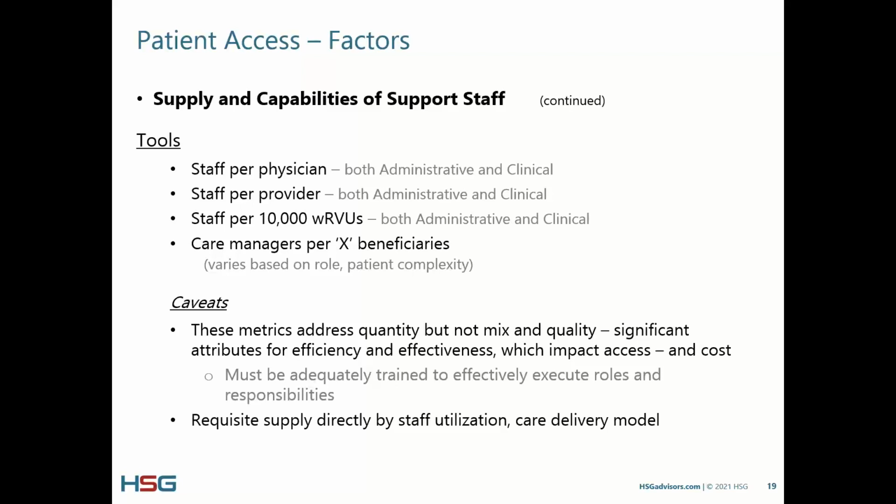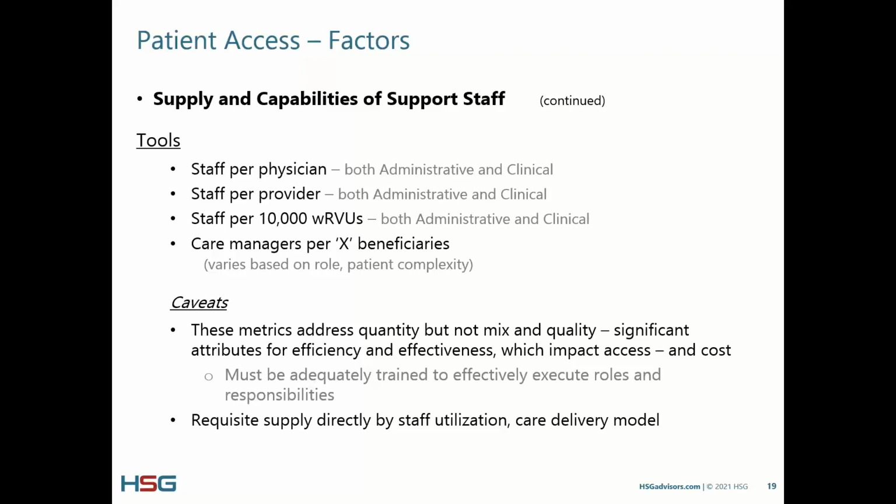So one of the fallacies that many rest their hats on is just looking at the metrics and saying, see, our staffing is adequate. Well, the quantity of staff may be adequate, but the quality and mix may not be. And the quality and mix are significant attributes for efficiency and effectiveness, and both of those impact access and cost. All these individuals must be adequately trained to effectively execute the roles and responsibilities of the position, and they need to be consistently present.